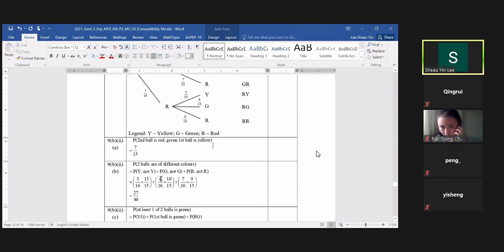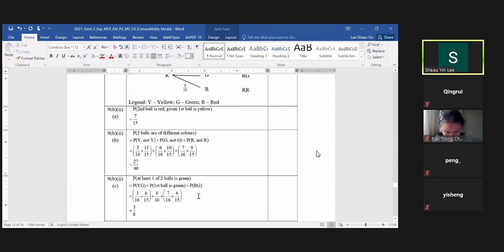Next question, you have to multiply. Two balls, different color: yellow, not yellow; green, not green; red, not red. But some of you listed down blue, blue, green, green, different. All right? So 6 different arrangements, and you get 27 over 40. Next one, I want at least one of the two balls to be green. So yellow, green, green, and then green, green, 1 over 8. Some of you calculated the other values, white, green, red, green, 3 over 8, which is also correct. Otherwise, you can just give me one green, 6 over 16, which is also correct.